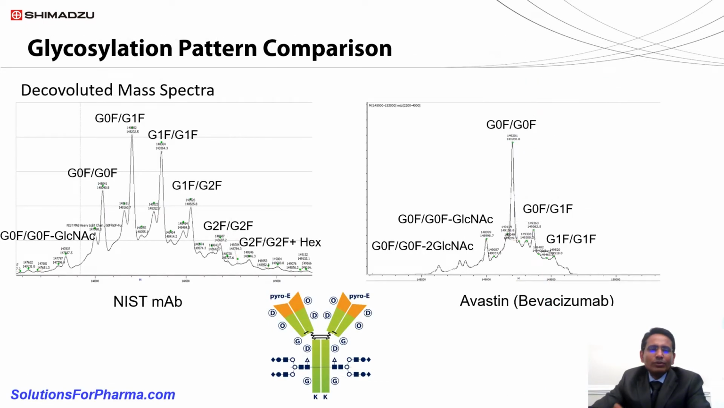Now, if we put the two analyses side by side, which is the deconvoluted mass spectra from NIST mAb, and on the other hand the deconvoluted mass spectra from Avastin mAb, you can significantly see the difference. NIST mAb has a higher number of peaks and Avastin mAb has fewer peaks. That means by using this protocol and method, you can significantly identify and separate different types of mAbs from each other.